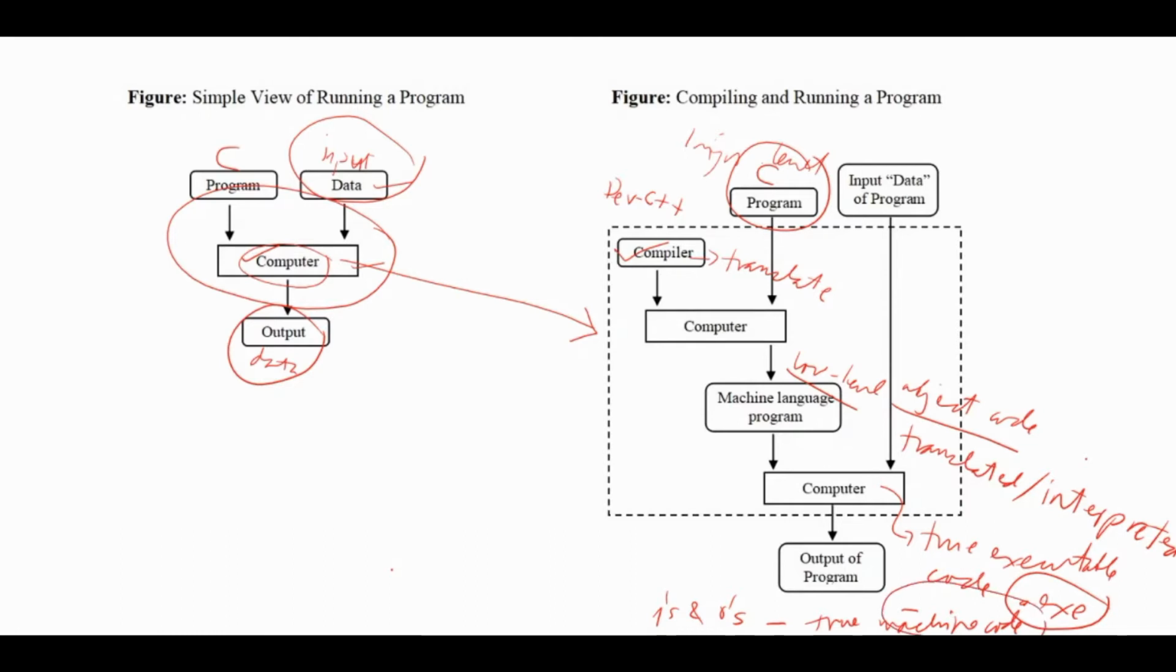So it is the true executable code or the true machine code, the one with the file name extension .exe, that is being run and executed, not the original source code. Okay, it is this one, the true machine code. And once it is running, it then asks for input data from the user, and the computer will use that input data to obtain the output data of the program or the desired results.